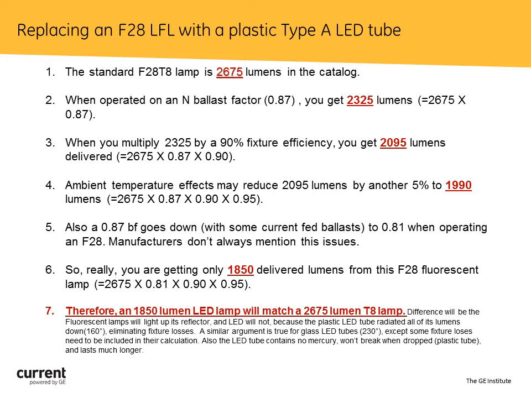Now, one of the things that manufacturers typically don't tell you, but GE will, is that that 0.87 ballast factor pertains only to an F32T8. You've got F28T8s, which means that that ballast is a different ballast factor for your lamp. In fact, it drops from 0.87 down to 0.81. So I have to redo my calculation. So I take my 2675 lumens times my new ballast factor of 0.81 times 0.9 for the loss in fixture efficiency times another 0.95 due to temperature considerations, and I finally come out with my answer, which is 1850 lumens.